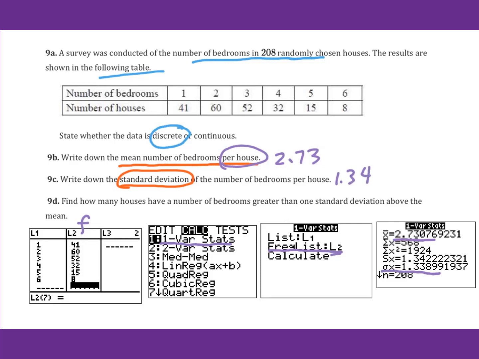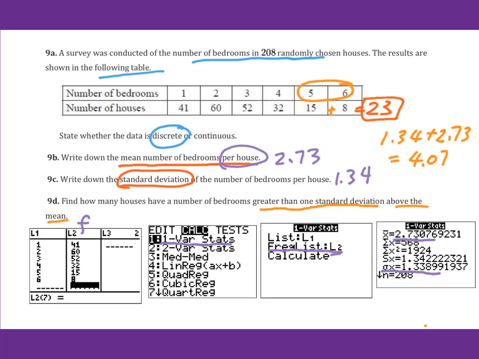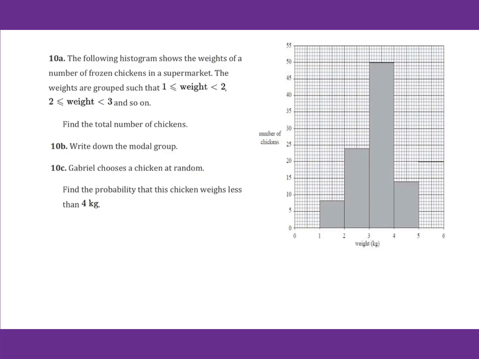For 9D, find how many houses have a number of bedrooms greater than 1 standard deviation above the mean. 1 standard deviation is 1.34 above the mean. You add the mean, 2.73, and you will get 4.07. That means you have 5 and 6 bedrooms. So 15 plus 8, your answer will be 23. That's for 9D, 23. Let's go to 10A.